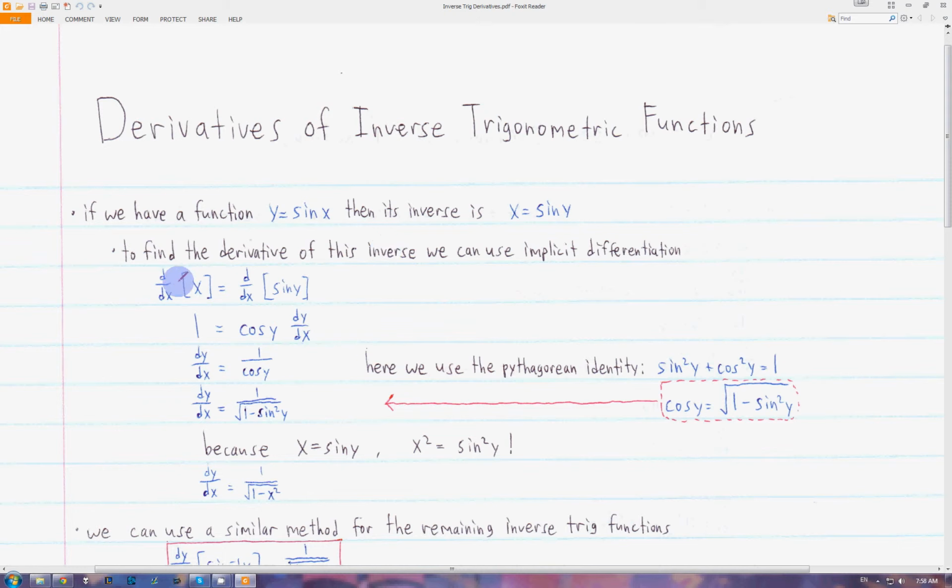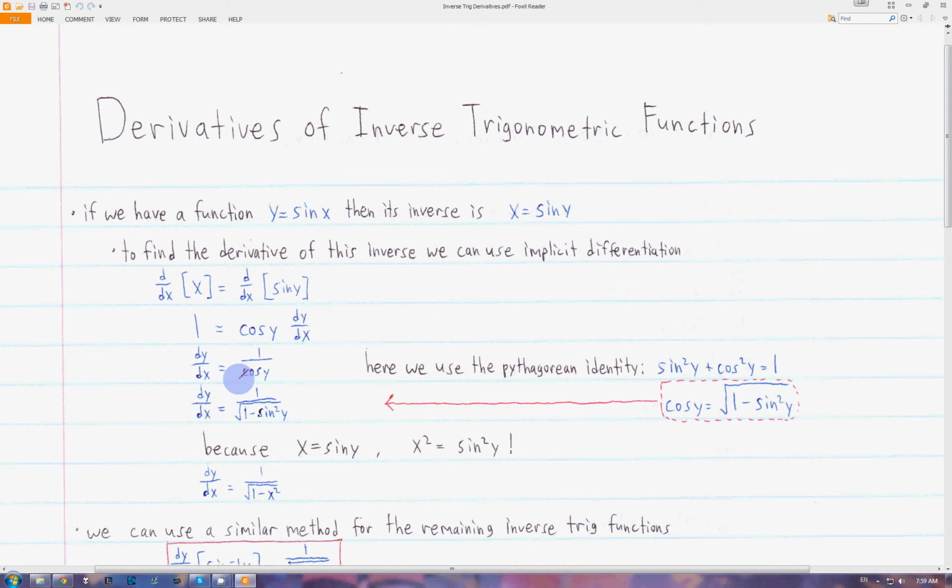And then we can find the derivative of this inverse using implicit differentiation. So we just differentiate both sides with respect to x, and we get 1 equals cosine y. And since we need implicit differentiation, since there's this y, we add in dy dx on the side. So then dy dx is the derivative, so solving for that, we get the derivative is 1 over cosine of y. And then to simplify this, we can use the Pythagorean identity, which is sine squared of something plus cosine squared of something is 1.